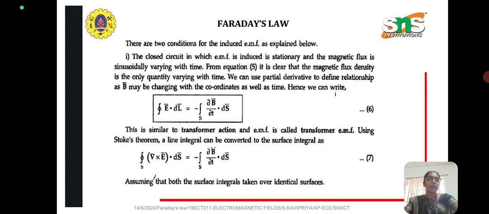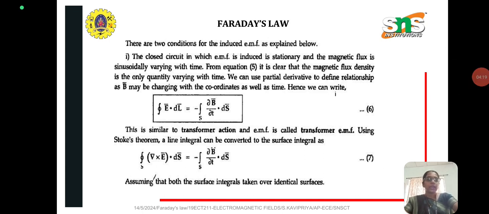So we can use partial derivative to define the relationship as B may be changing with the coordinates. So the integral over a closed path of E vector dot dl vector is equal to minus the integral over the surface of ∂B vector by ∂t dot dS vector.